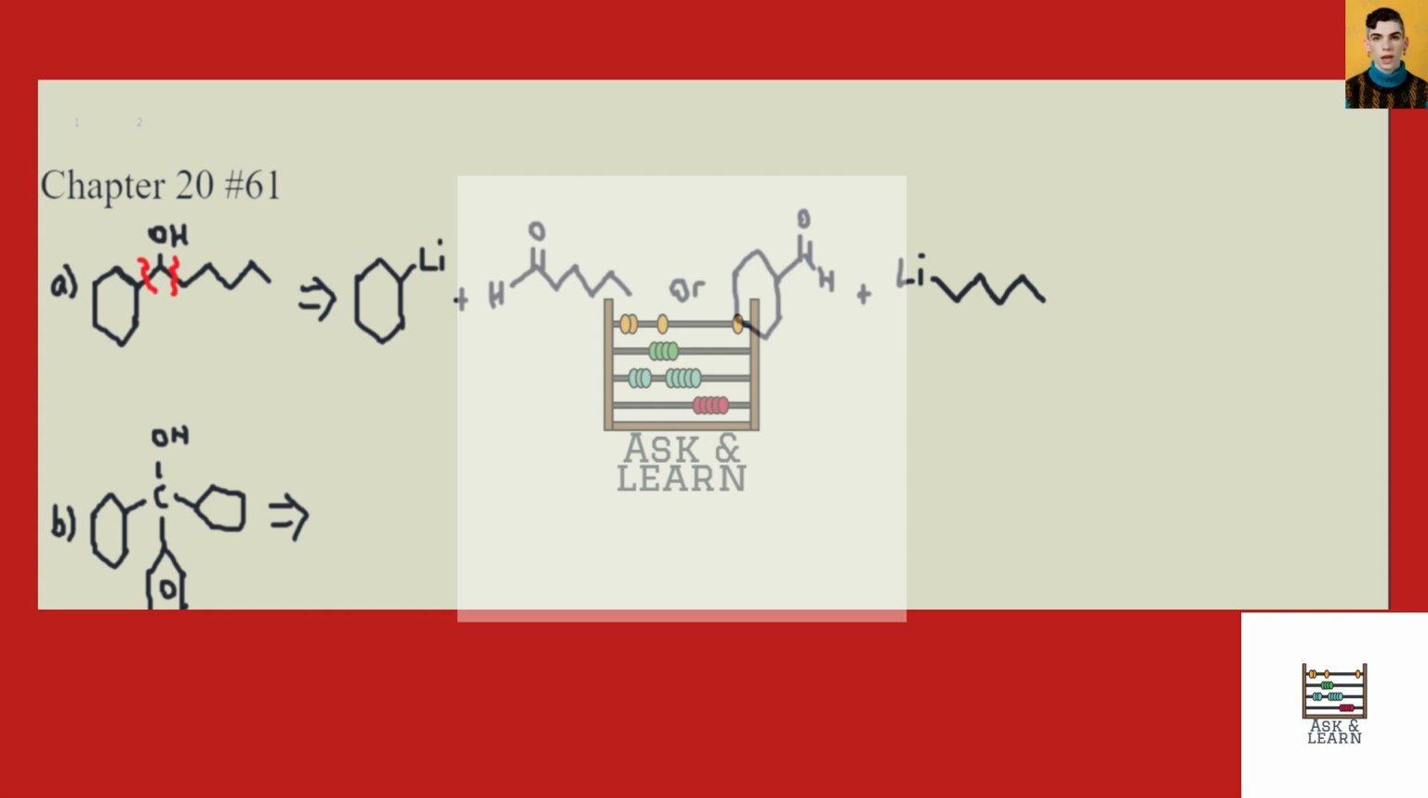So B, we're told, can be made 3 ways. And again, we can just think about making each of these cuts that I've drawn with a red line, and drawing what that would look like in terms of starting materials. So we could start from a ketone with a cyclohexane and a cyclopentane. And if we were going to use this starting material, obviously we would need the phenyl lithium reagent.